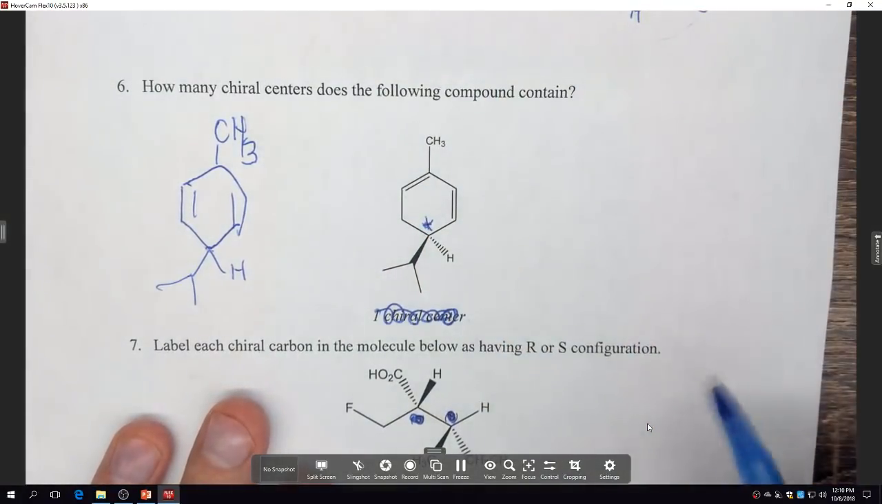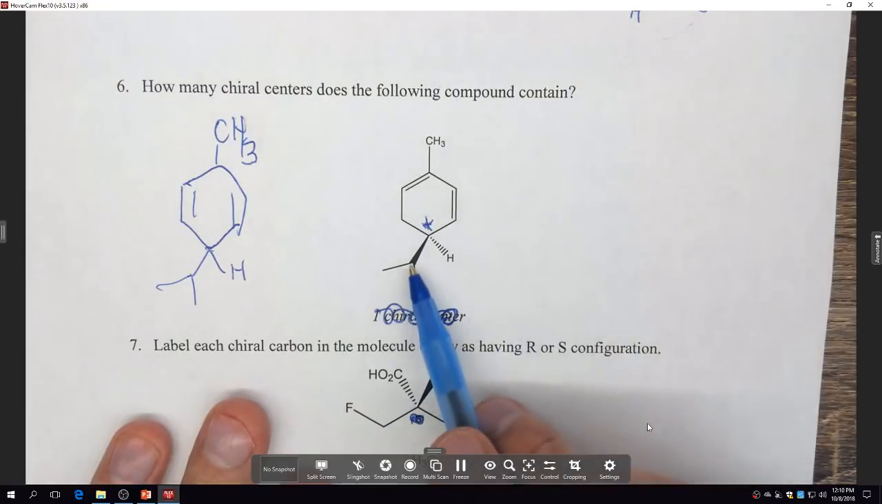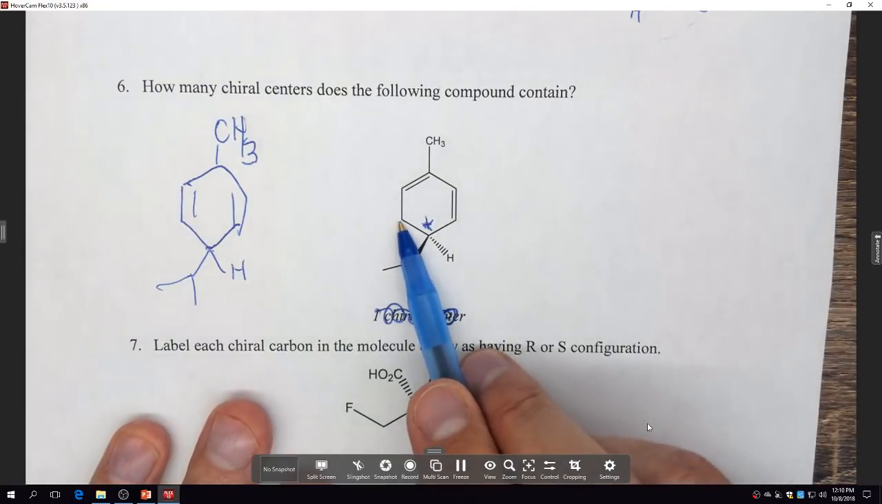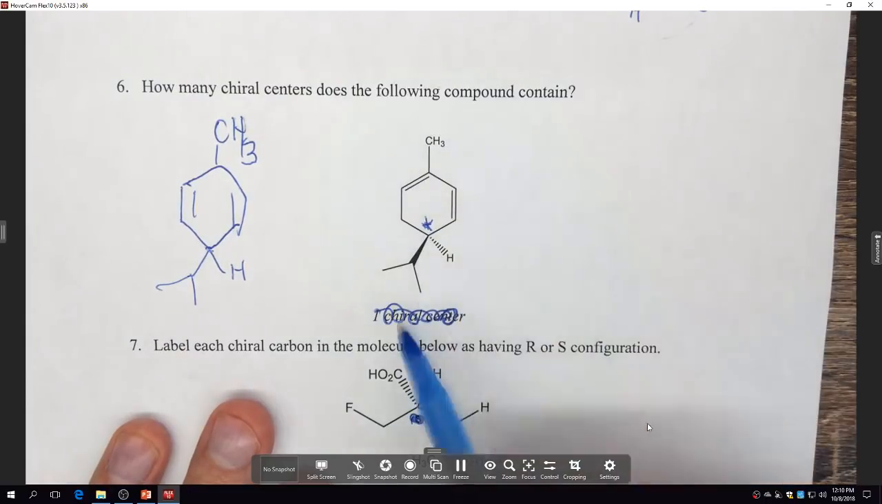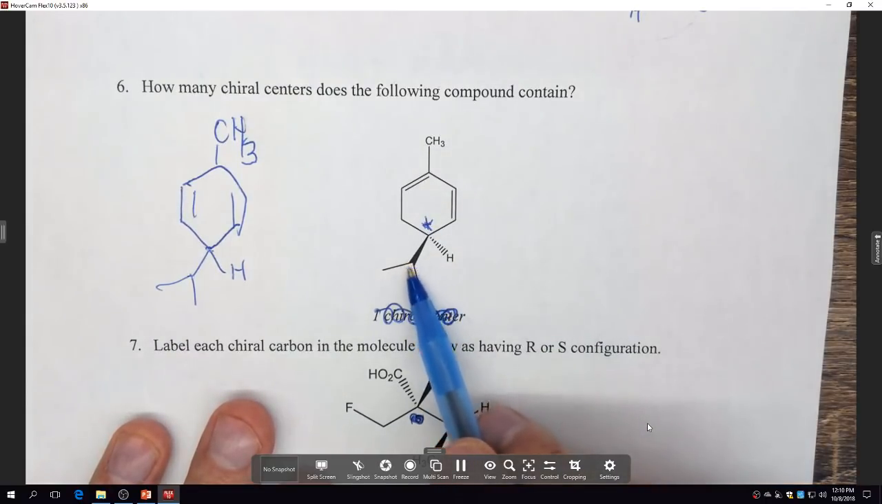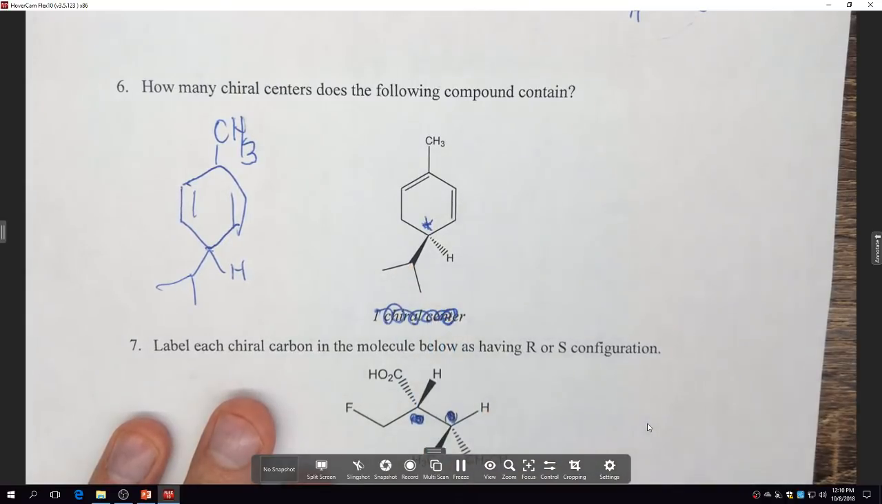The other option for a chiral center that I can see is here. This is a CH2. These are double bonded, so they can't possibly be chiral. This is a CH3. So the only other possibility is this one. What do you think? Chiral or not? No, why not? Because it's attached to 2 methyl groups.